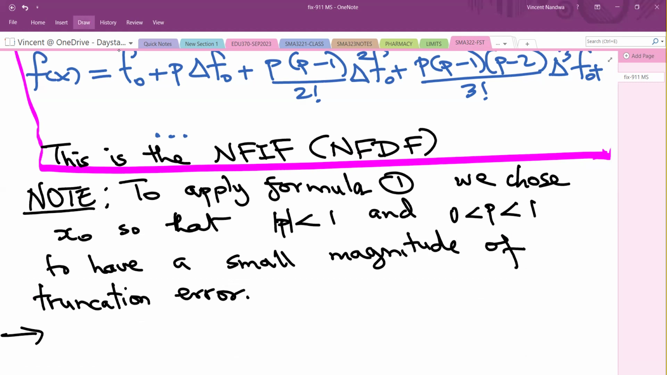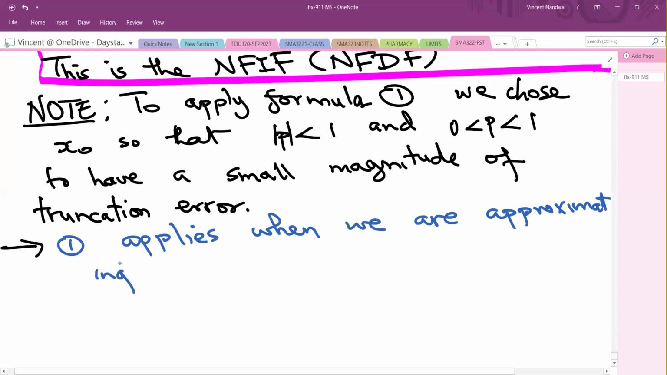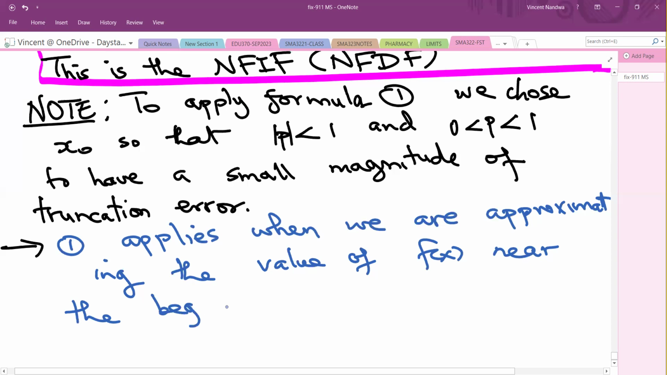Another thing to note, that Formula 1 applies when we are approximating the value of f of x near the beginning or top of the difference table.